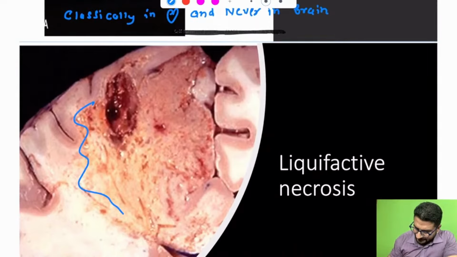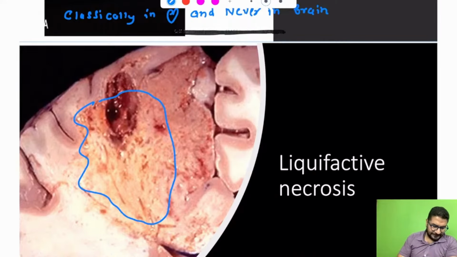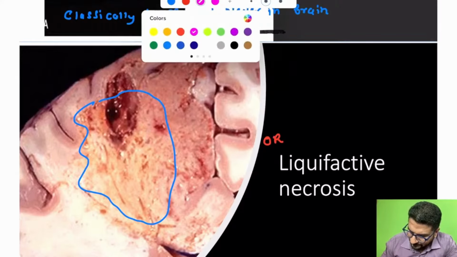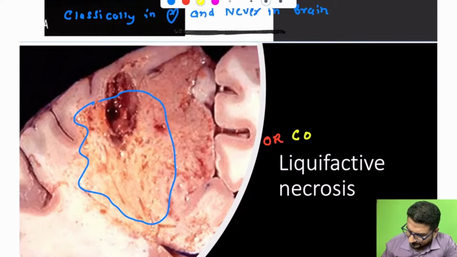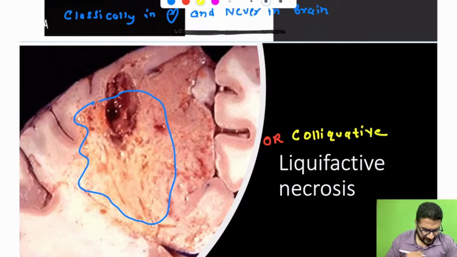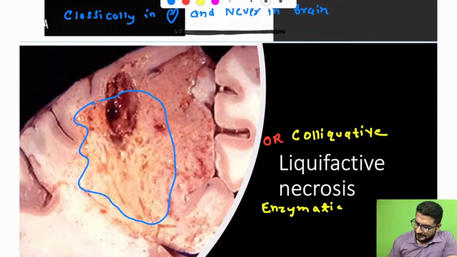तो यहाँ पर आपको दिख रहा है, you can see here, this is pus, or I can say a purulent discharge. So this type of necrosis is also called liquefactive necrosis. एग्जाम में क्वेश्चन पूछते हैं what is another name of liquefactive necrosis. So understand, liquefactive necrosis is also called colliquative necrosis. Why does it occur, क्यों होती है? It occurs due to enzymatic degradation.